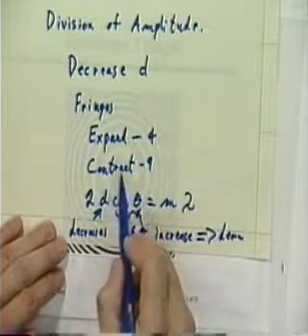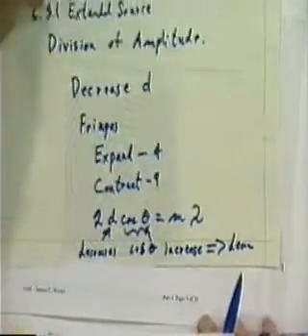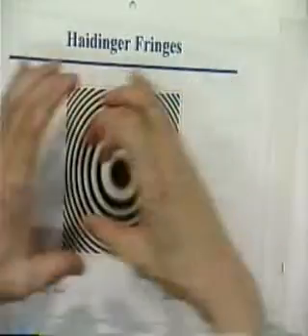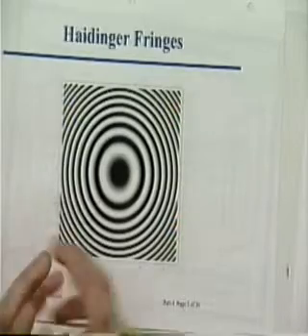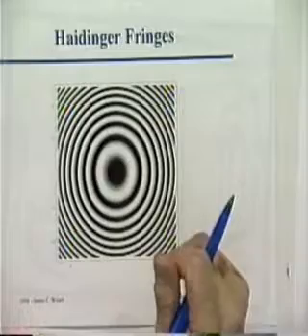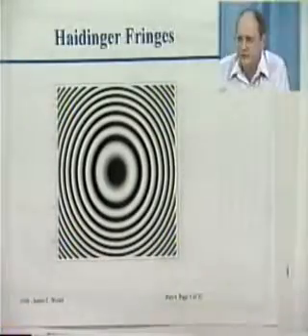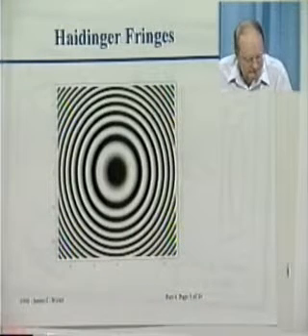Oh, democratic process worked. They do contract. They do move in. Okay? So as we reduce d, the fringes are going to come in. The fringes will shrink. Any questions on that? See how, other than voting, you see how we decided how it worked? Okay.